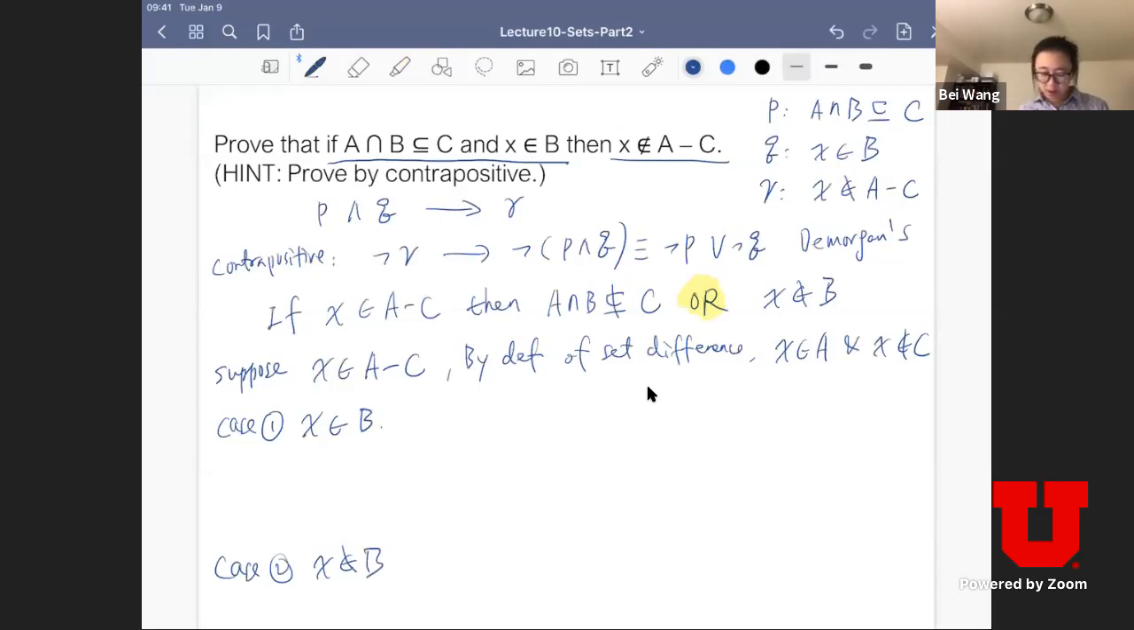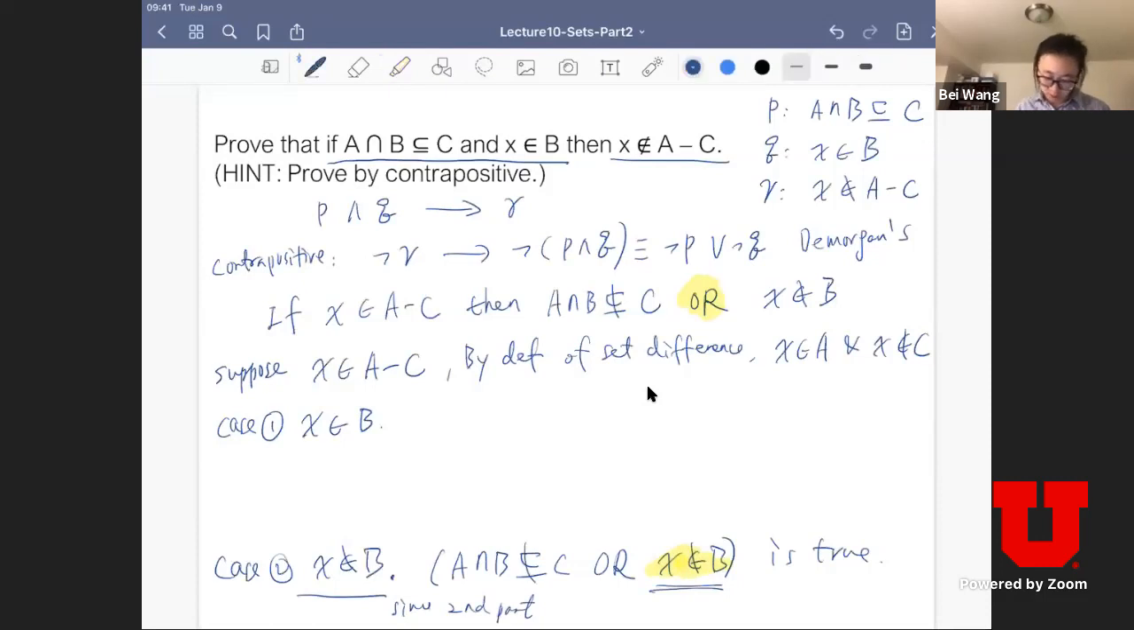So if X is not in B, the statement that A intersect B is not a subset of C or X is not in B is already true, because in this case, I assume this part is true. So for case number two, when X is not in B, I have already proved it, because the second part, which is what's in yellow, is trivially true. So you probably don't have to go further for case number two. Case number one is a little bit involved. It's two more lines of proof.